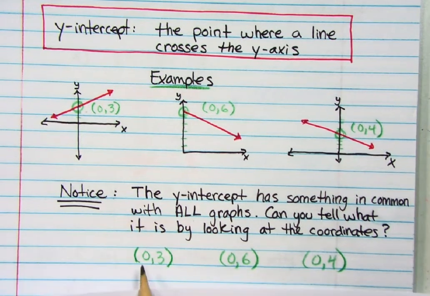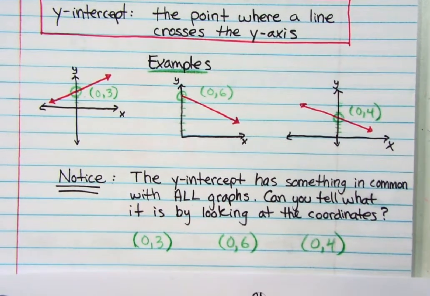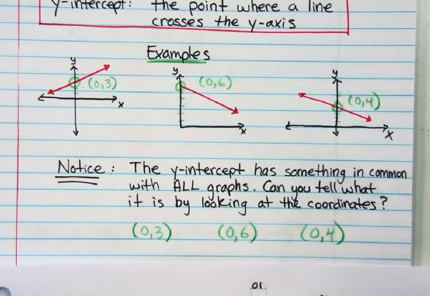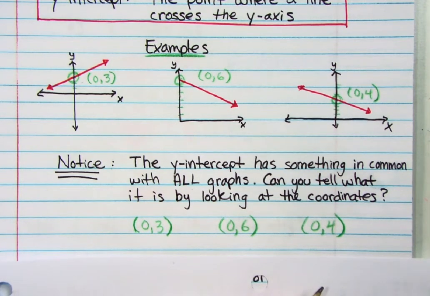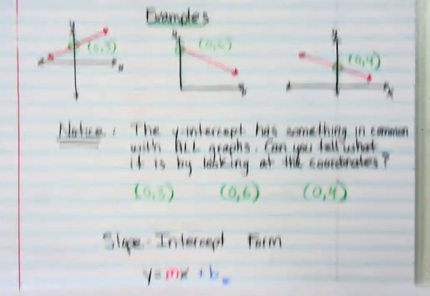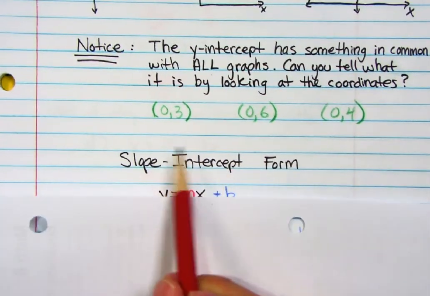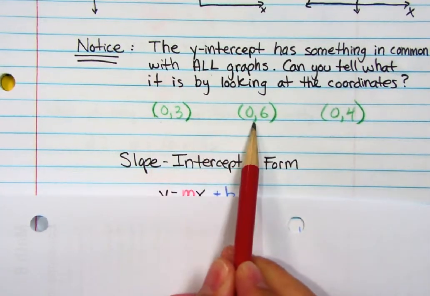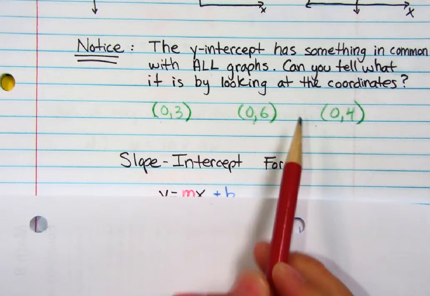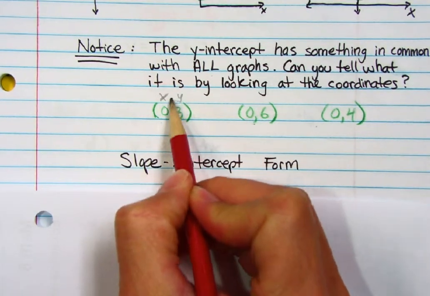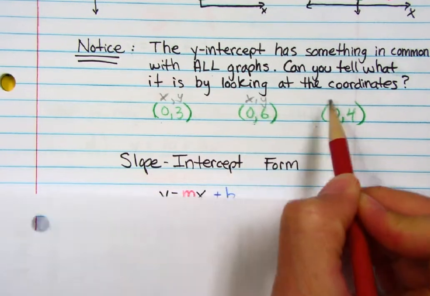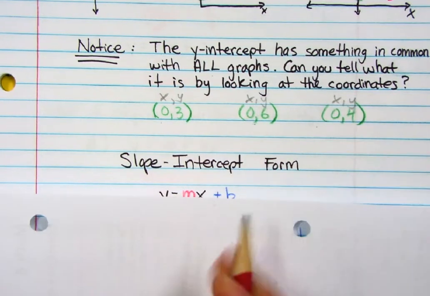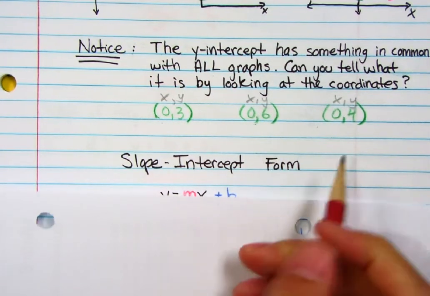Okay, the coordinates are (0, 3), (0, 6), and (0, 4). Can you figure out what they have in common? All right. Yes, they all have a 0 as their x coordinate. Remember, it's always x comma y, x comma y, x comma y. That's the order in which we give coordinates.